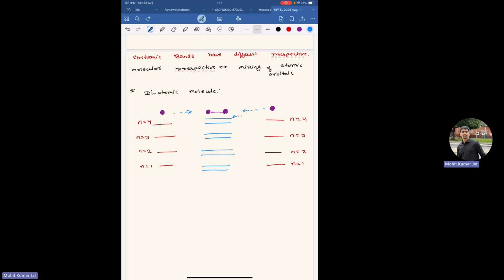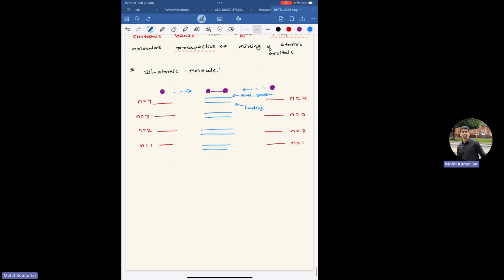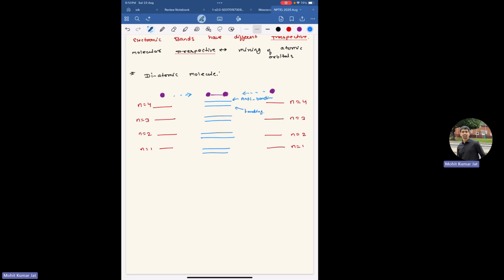So this is anti-bonding, and this one is bonding, right? This is the case if you have two atoms and you bring them close. But now, similarly, you can think of having n number of atoms and how things will change.